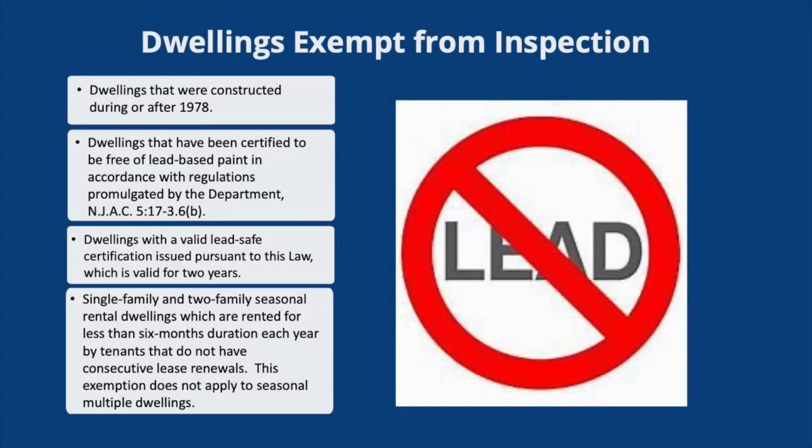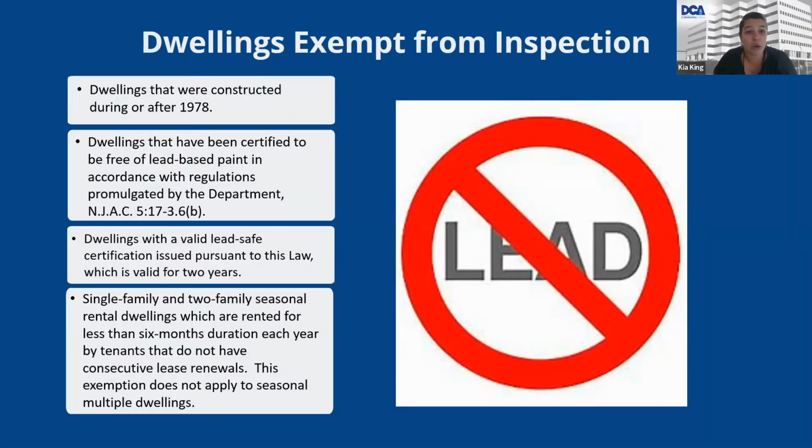Also equally important is going over the dwellings that would be exempt from inspection. What are the dwellings that municipalities or owners would not have to abide by under this act? Dwellings that were constructed during or after 1978 are exempt under this act. Dwellings that have been certified to be free of lead-based paint in accordance with the regulations promulgated by the department, NJAC 5:17-3.6b. Dwellings with a valid lead safe certification pursuant to this law, which is valid for 2 years.